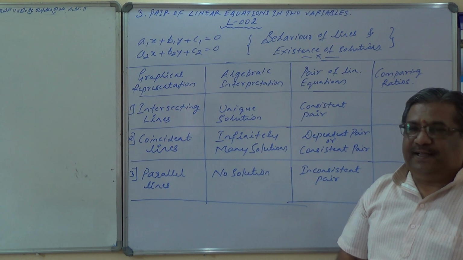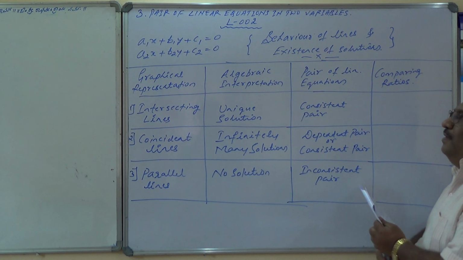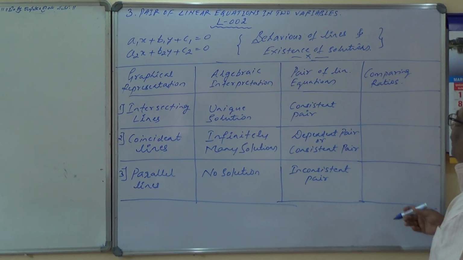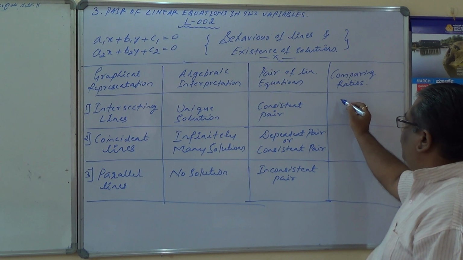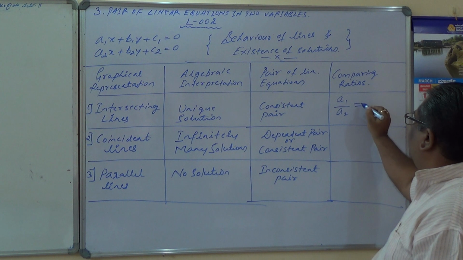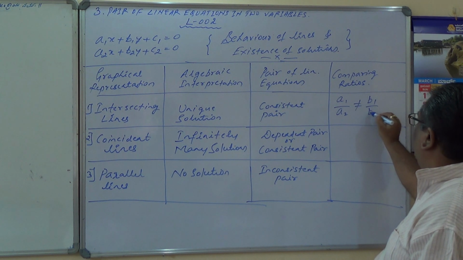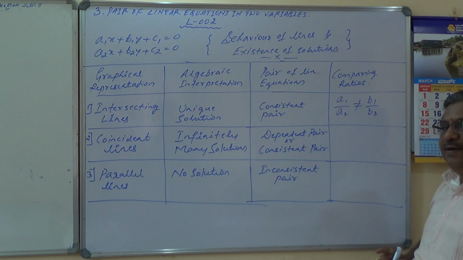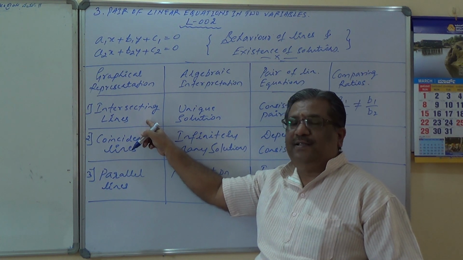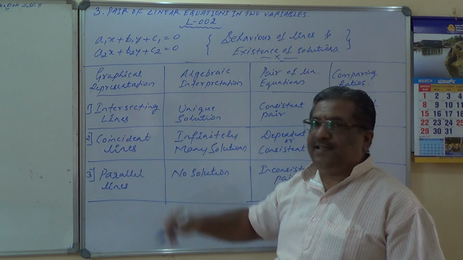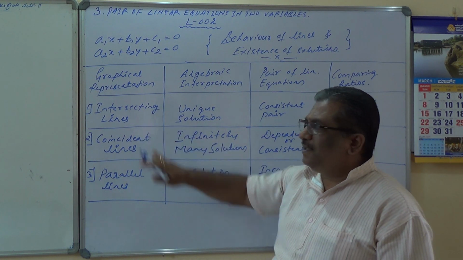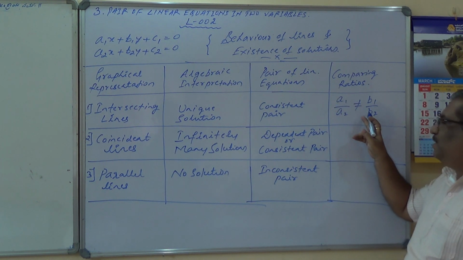I hope you are understanding. See, for a given pair of linear equations, if the ratios of coefficients are a1 by a2 is not equal to b1 by b2, then we can definitely conclude the lines represented by the two equations would be intersecting lines. Conversely, if there are intersecting lines, this ratio holds true.